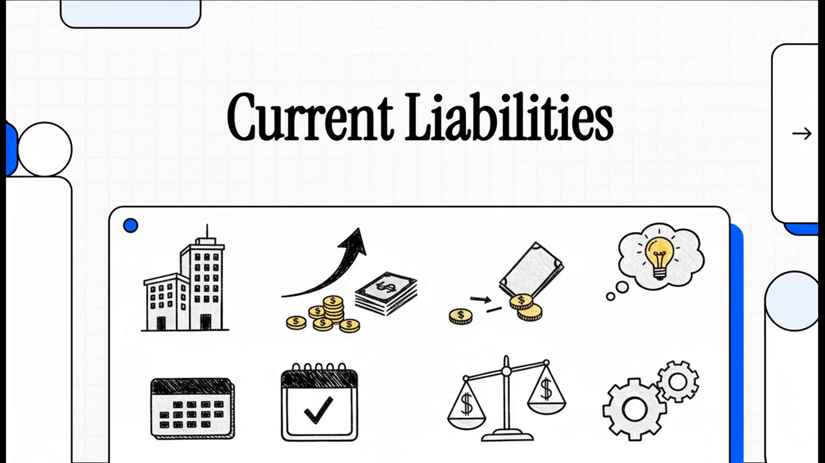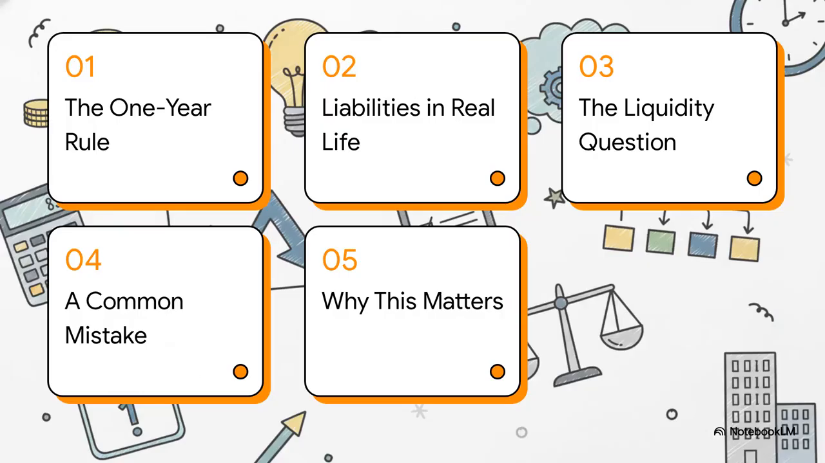investors, or entrepreneurs. So, here's our game plan for today. First, we're going to start with the core definition, what I call the one-year rule. Then we'll take that theory and see how it works in the real world with a case study. From there, we'll get into the really critical stuff, liquidity. We'll even tackle a super common mistake that can literally sink a business, and then we'll pull it all together to show you why this is so crucial for making big decisions.